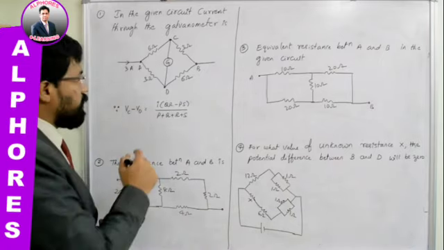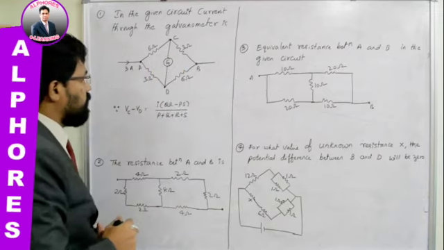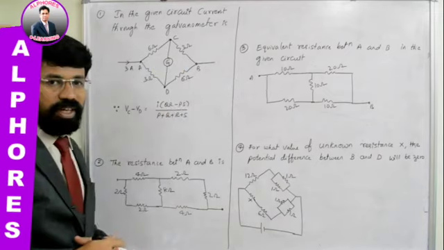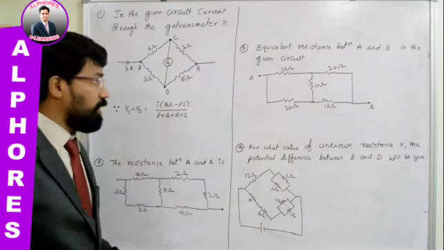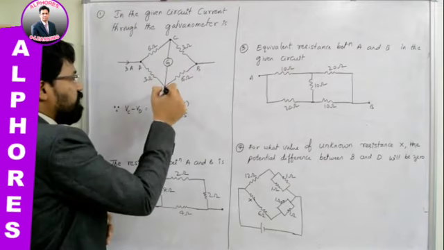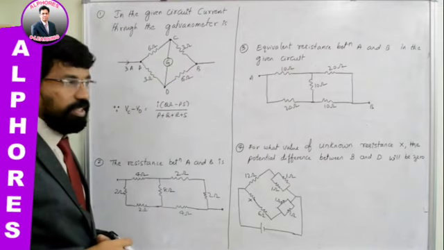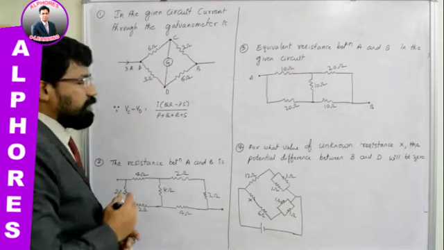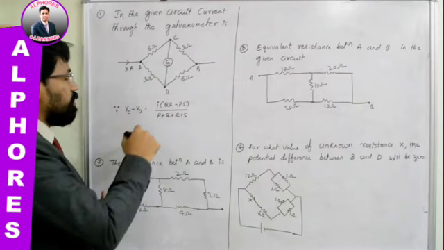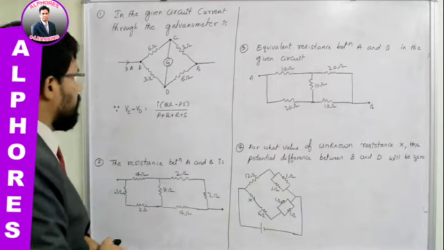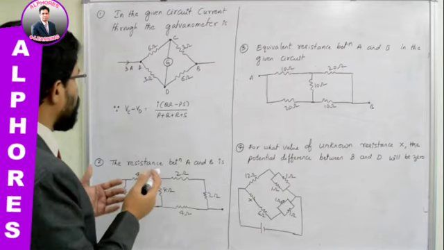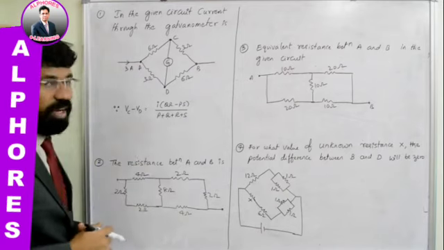See children, if you are supposed to find current through the galvanometer, you should know how much resistance the galvanometer possesses, isn't it? If you can manage to find out potential difference between these 2 points, you should know what is the resistance offered by the galvanometer. Then only you will be able to find out current passing through the galvanometer, isn't it? And before that, what you have to check? You have to check whether the bridge is balanced or not.